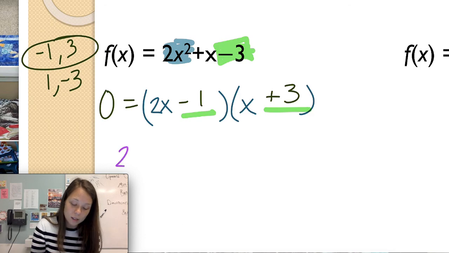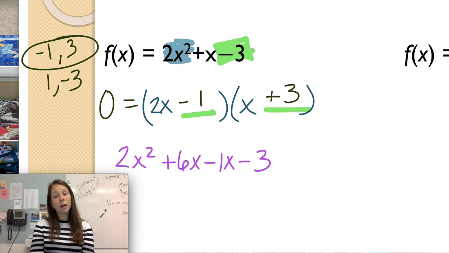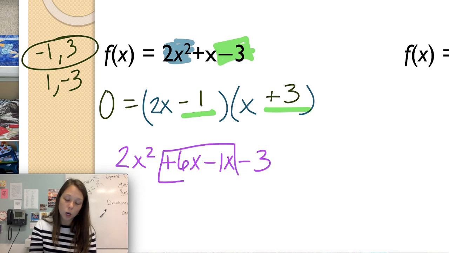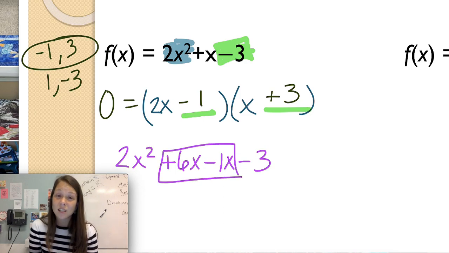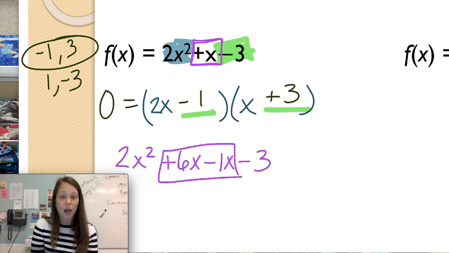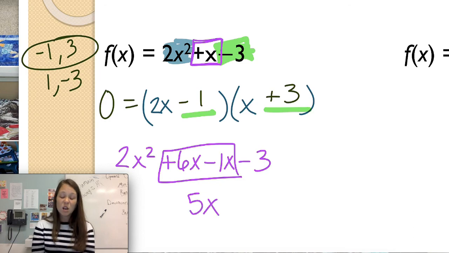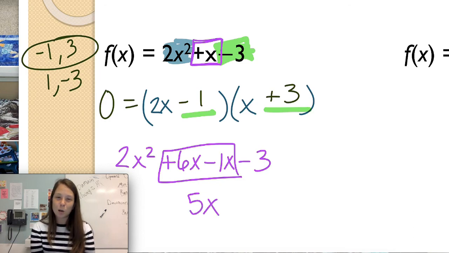2x times x is the 2x squared. 2x times 3 is 6x. Negative 1 times x is minus 1x. And negative 1 times 3 is negative 3. Well, right off the bat, I'm noticing that these middle terms of 6x and minus 1x are not going to give me the middle term I'm after, which is a positive 1x. I'm nowhere close. That's actually going to give me a 5x, meaning I don't have this set up right because my number is starting off to be way too big.